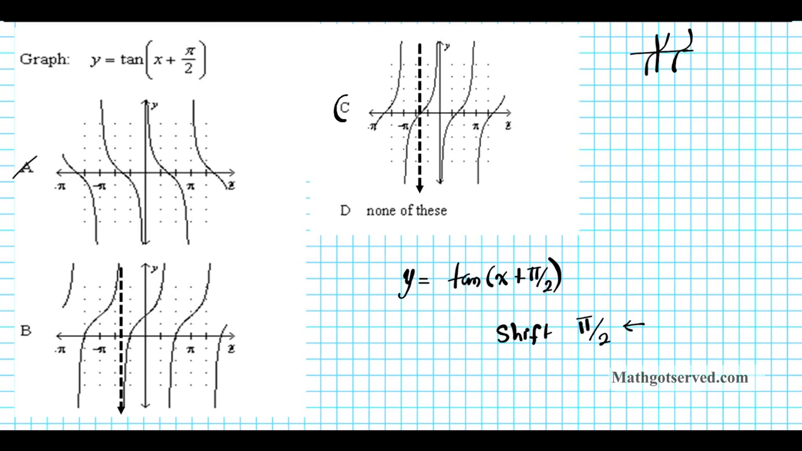And we can clearly see that it's option letter C, because this value right here is pi over 2, and we've been shifted pi over 2 units to the left, which is represented by tan of x plus pi over 2.